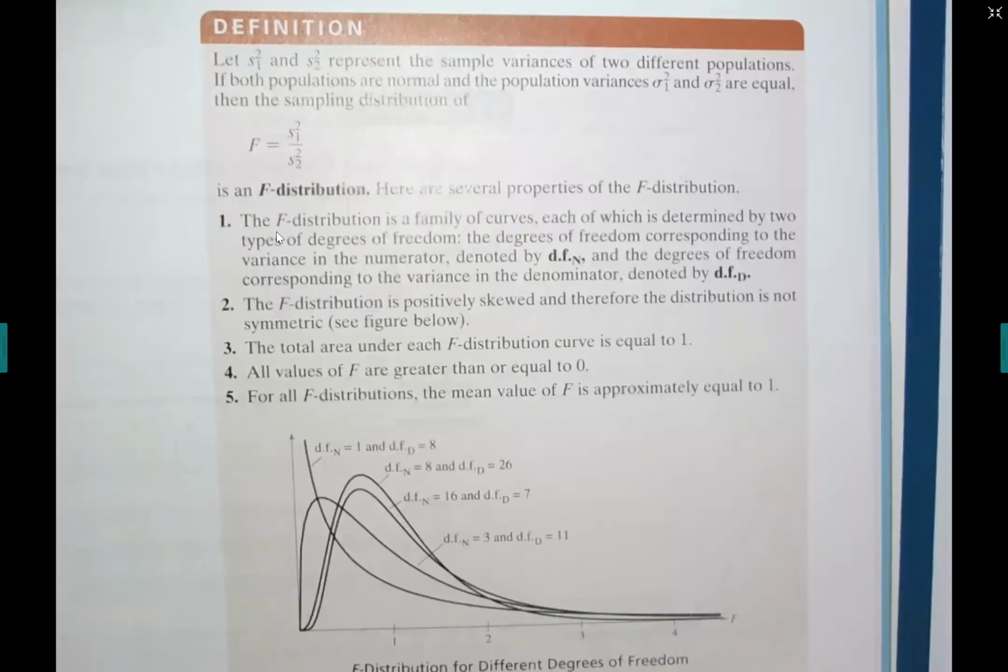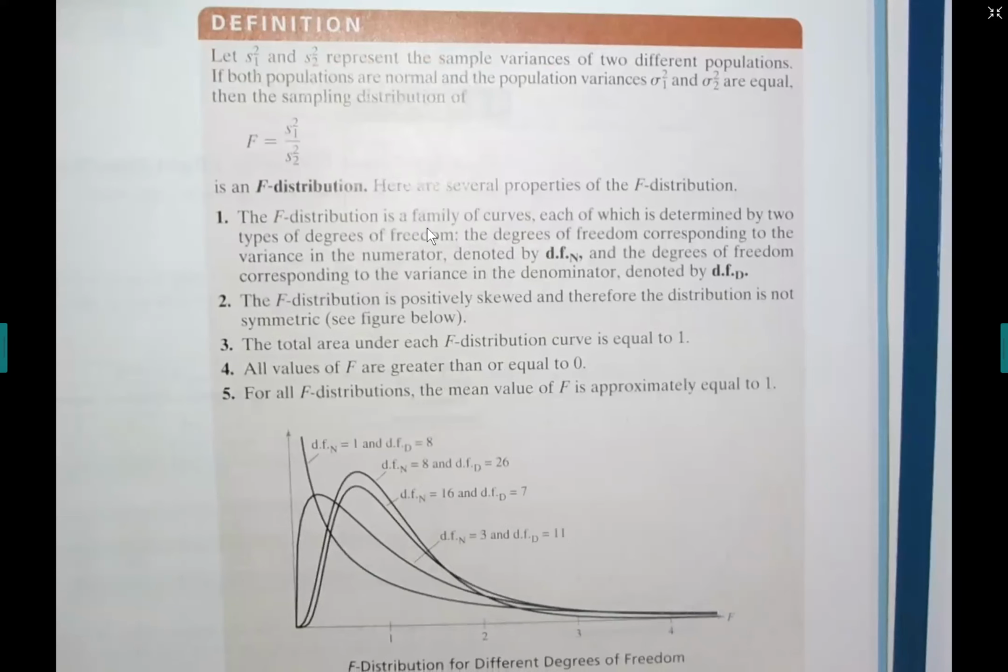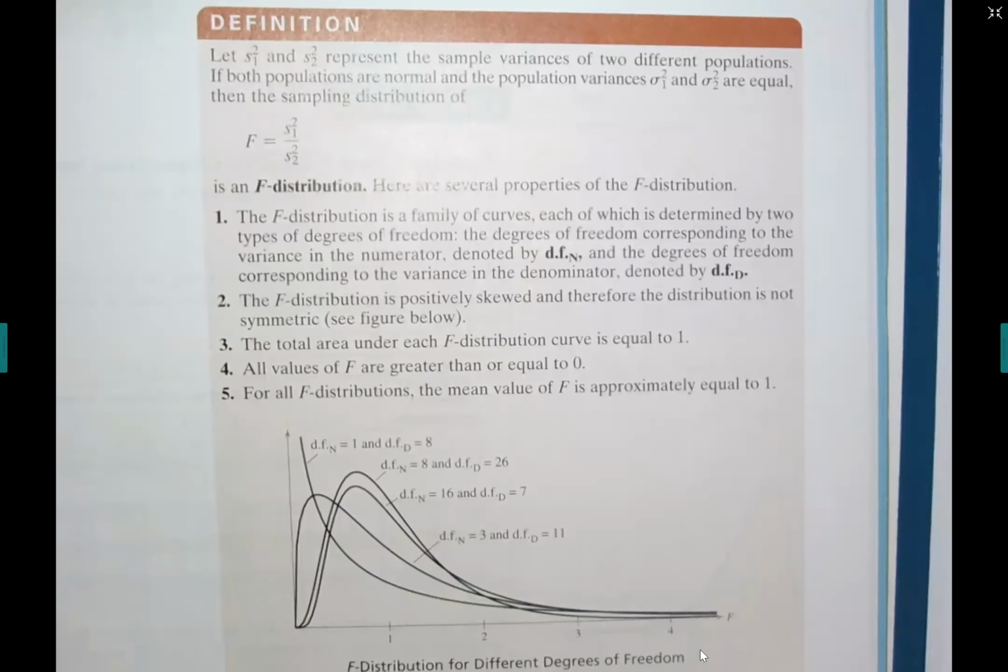Okay. The F distribution is not only one curve, it's a family of curves. It changes with the degrees of freedom. We have 2 degrees of freedom. One is called degrees of freedom of the numerator, for the top, and one is called degrees of freedom of the denominator. The F distribution is positively skewed, means it's skewed to the right, guys, and it is positive, starts at 0, as you can see.